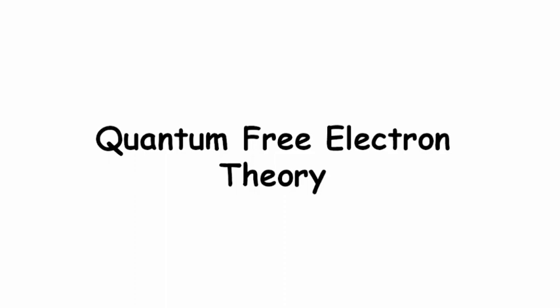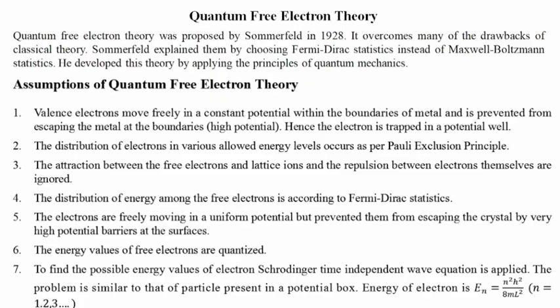Hello students, today I will discuss quantum free electron theory. The quantum free electron theory was proposed by Sommerfeld in 1928. It overcomes many of the drawbacks of classical free electron theory. Sommerfeld explained the quantum free electron theory by choosing Fermi-Dirac statistics instead of Maxwell-Boltzmann statistics.